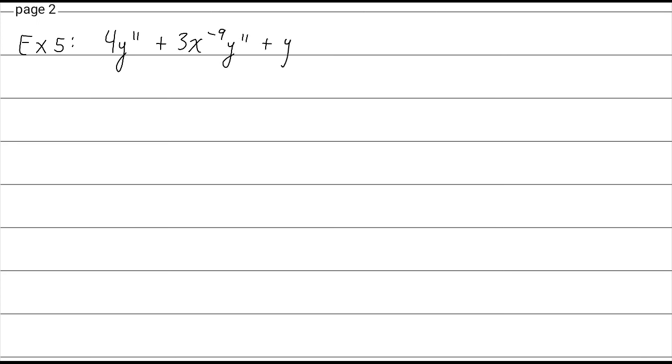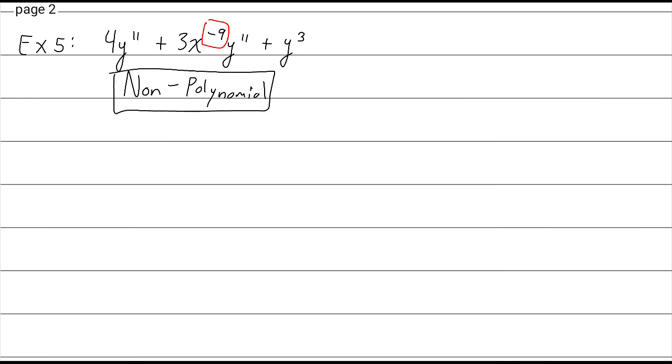Let's go on to example 5. All right, so identify whether or not this is a polynomial, and then if it is a polynomial, find the degree and the leading coefficient. All right, so there we go. 4y to the 11th plus 3x to the negative 9th, y to the 11th plus y to the 3rd, and right away this jumps out at me, this negative 9 as an exponent. Nope, can't have it. This is a non-polynomial. Exponents must be positive whole numbers.